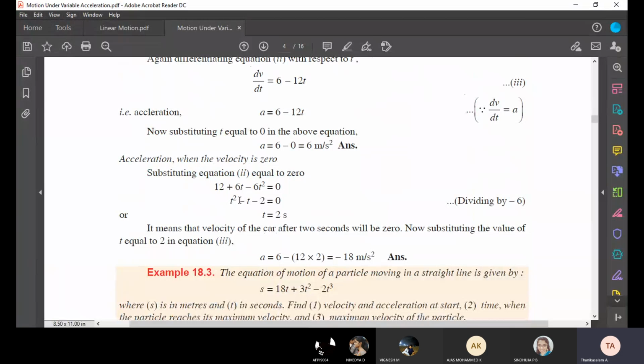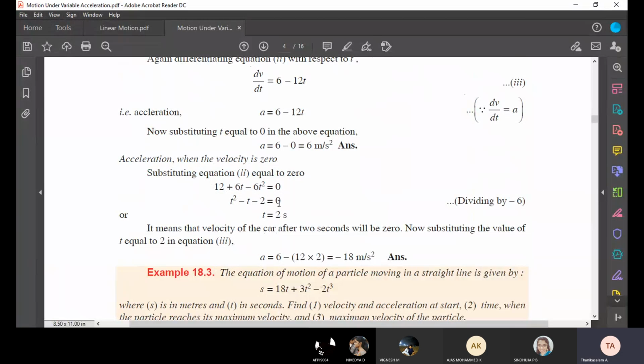Then we divide this equation by 6. Therefore, 12 divided by 6. I replace the minus 6t squared, take it out, and multiply by minus here. Therefore, minus 12 minus 6t plus 6t squared, divided by 6. So t squared minus t minus 2 equals 0.